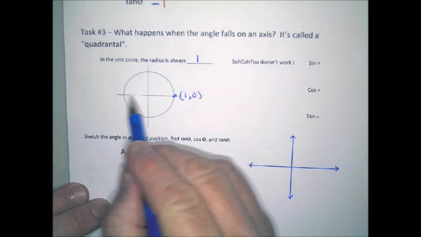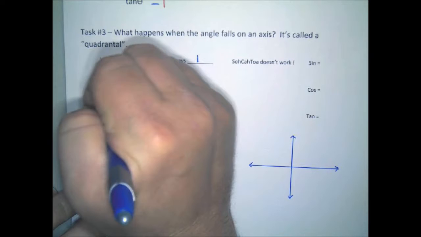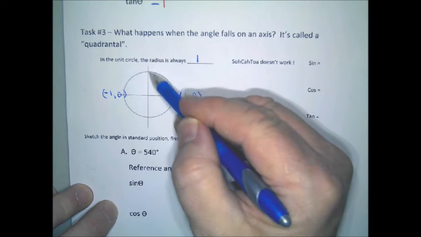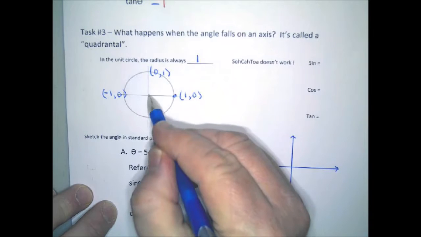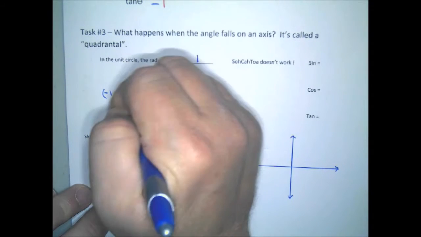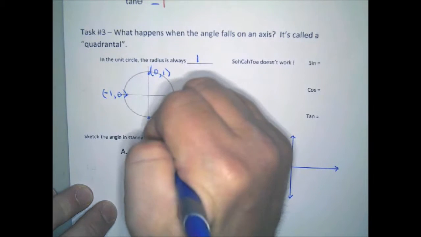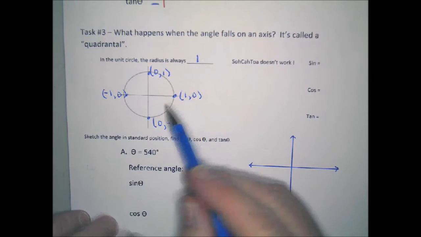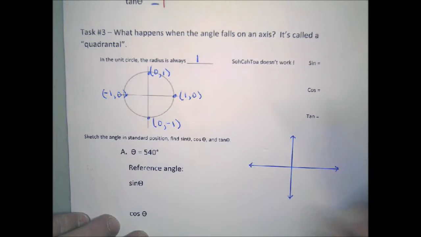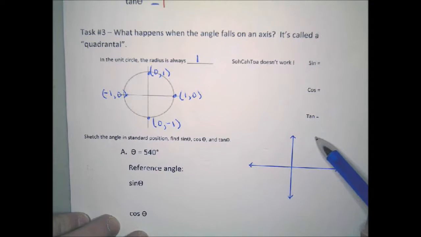If I went over here to the left, it would be negative 1, 0. If I went up, it would be 0, 1. And if I went down, it would be 0, negative 1. And SOHCAHTOA won't work if you tried it with this. So that's why we need to know those other definitions of sine, cosine, and tangent.